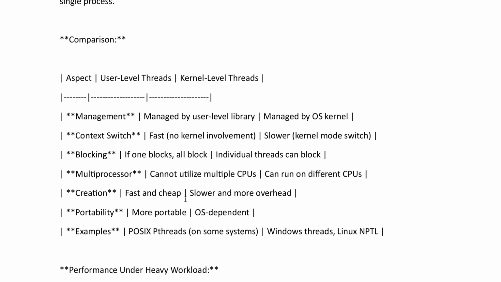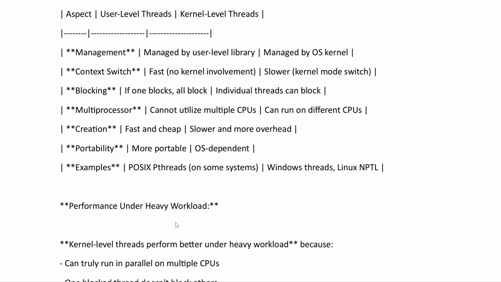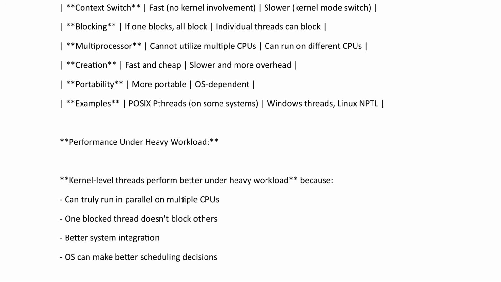As far as creation is concerned, user level threads can be created at a faster and cheaper rate, whereas kernel level threads are slower and result in greater overhead. As far as portability is concerned, user level threads are more portable. They can be ported from one operating system to another, whereas kernel level threads are operating system dependent. They are less portable, or entirely not portable. Examples of user level threads are POSIX Pthreads, whereas examples of kernel level threads are Windows threads or Linux threads.